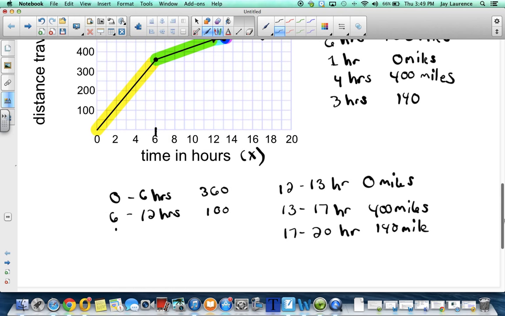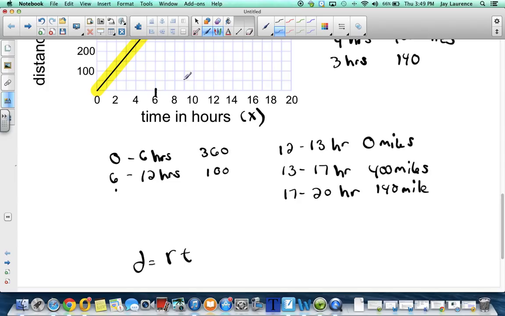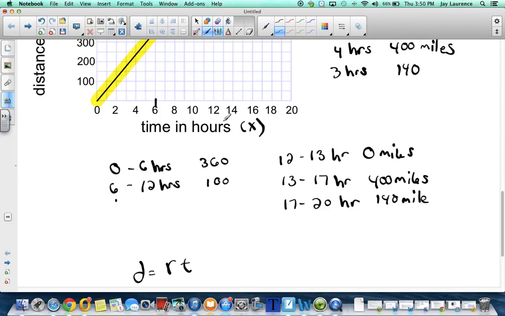Let's see how fast the father was driving, or the mom, if it was a mom driving. Hopefully it wasn't one of you guys, because you don't have a driver's license yet. All right. In this first part, the yellow part, the family drove 360 miles. How long did it take them? It took them 6 hours. Now we don't know how fast they were going. So notice I just plugged in 360 for D. I plugged in 6 for T, my time, and now I have R.